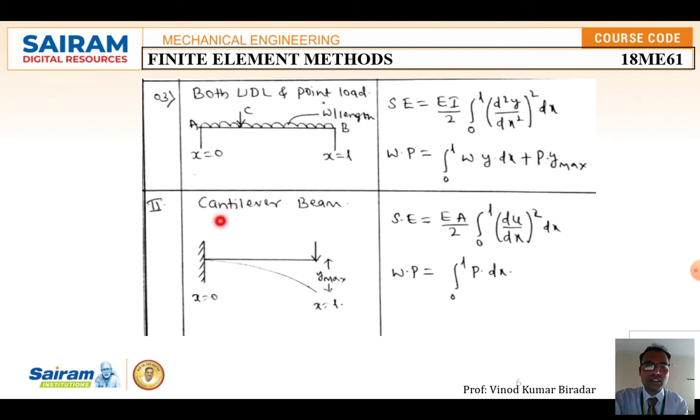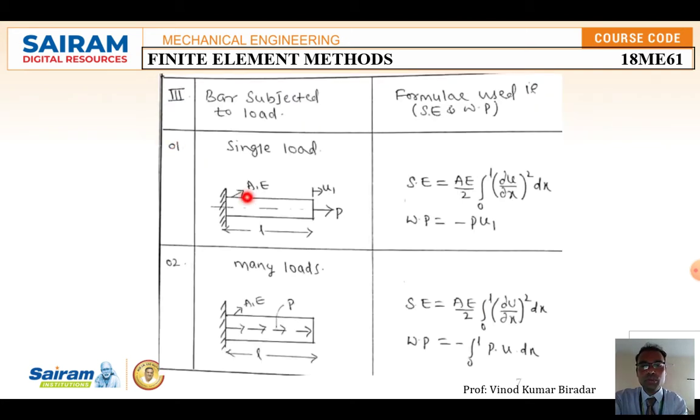For a cantilever beam use this formula: strain energy is equal to AE by 2 integral from 0 to L of (∂u/∂x)² dx, and work potential is integral from 0 to L of P dx. Next, for a bar subjected to a point load, use this formula: strain energy is equal to AE by 2 integral from 0 to L of (∂u/∂x)² dx, and work potential is equal to minus of load into u1. The minus indicates that the work is done by the external force.